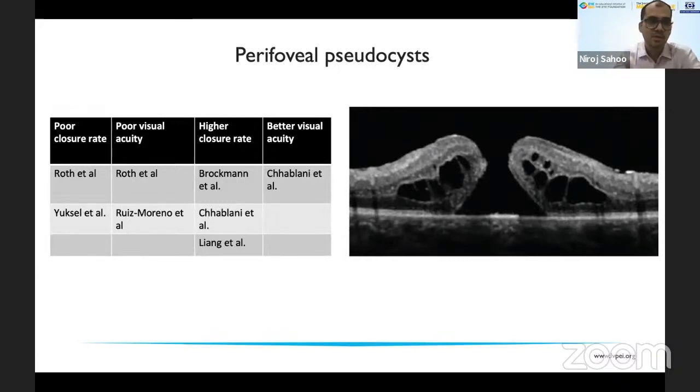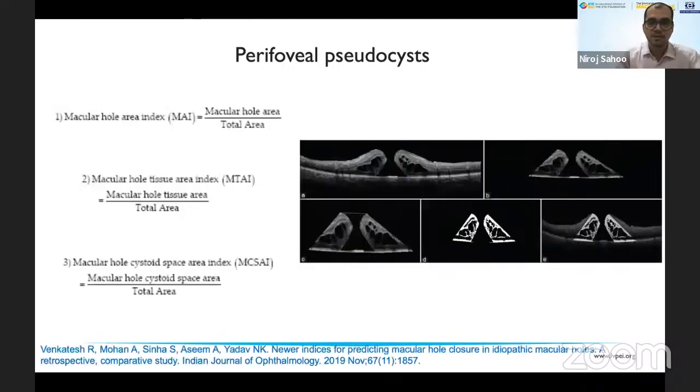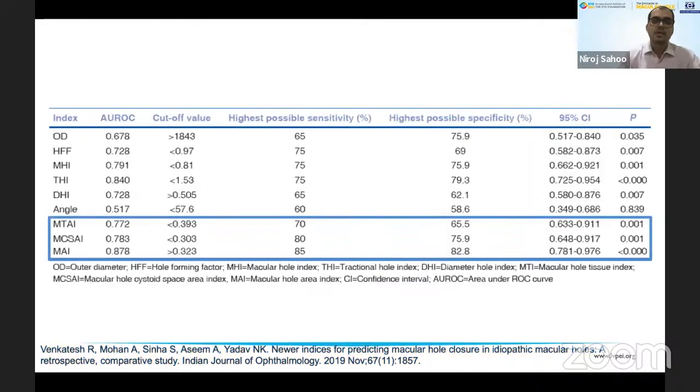with papers showing that it is associated with poor closure or poor visual acuity, and papers which have shown that it is related to higher closure rate and better visual acuity. Now, this is just the presence or absence of cysts at the hole margins. But when we quantify it, Dr. Ramesh Venkatesh's paper has quantified it using ImageJ, and they have binarized it and analyzed 3 different indices: macular hole area index, macular hole tissue area index, and macular hole cystoid area index. And they have shown that there could be a possible predictive value.